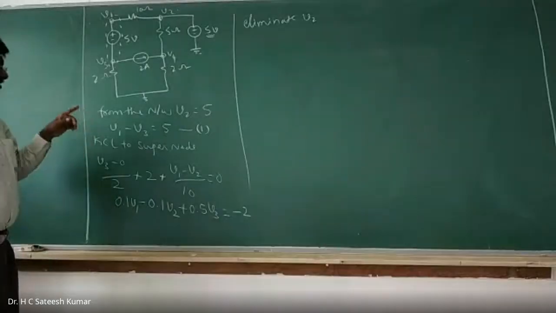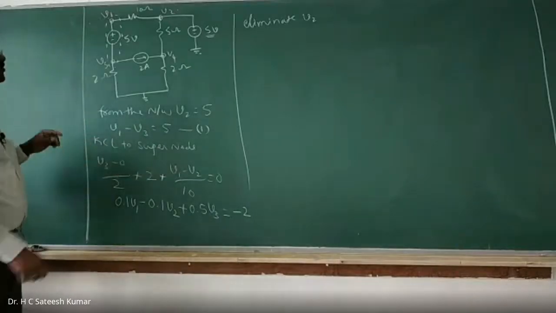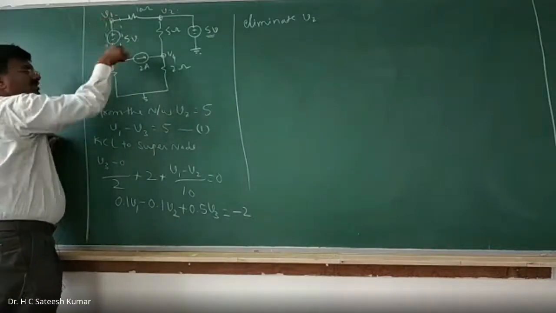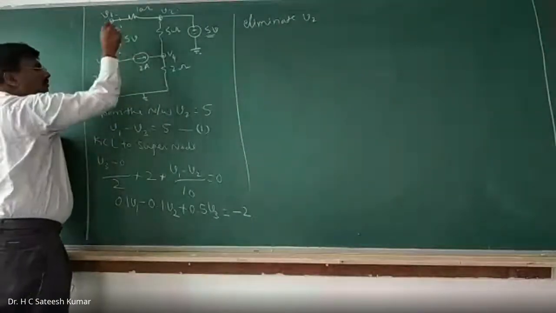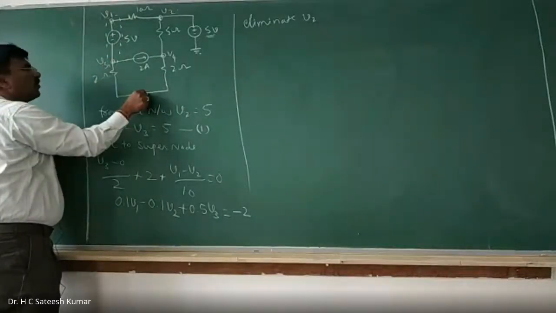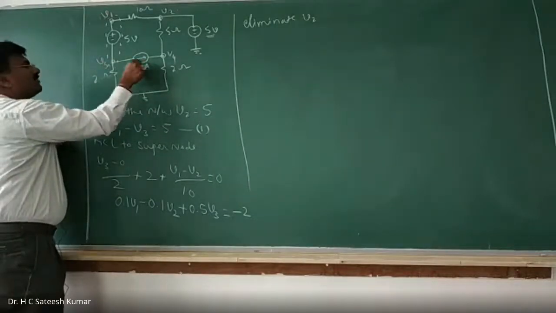Now, apply the KCL to the supernode. Supernode means these two combined together. Now, how many elements are connected to these two nodes? 1, 2, 3. Combine together, you write a single equation. From this one, you start. V3 minus 0 divided by 2. Next, current is leaving 2 amps plus 2.